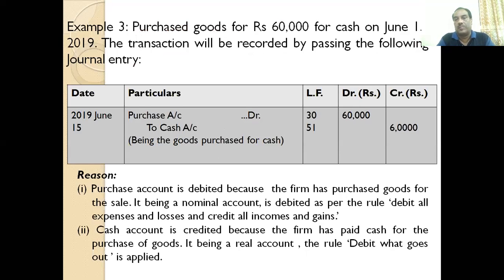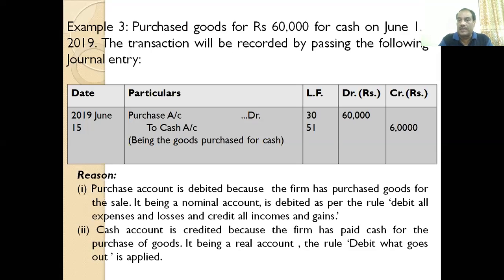Then the third example: purchase goods for 60,000 for cash on June 15, 2019. The transaction will be recorded by passing the following journal entry. Please again try to understand here. In the first column, the date, we have mentioned the year, month, and date. Under particulars, again, we have to be very cautious. We have to try to analyze and find out the nature of the account, which account is to be credited and which account is to be debited.